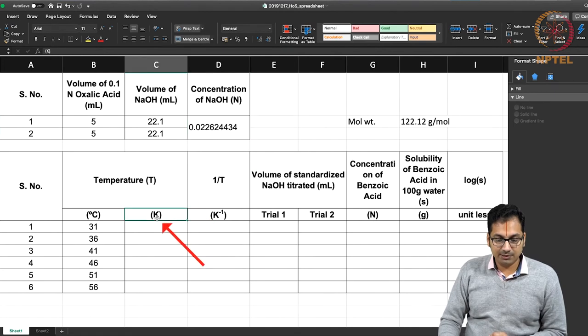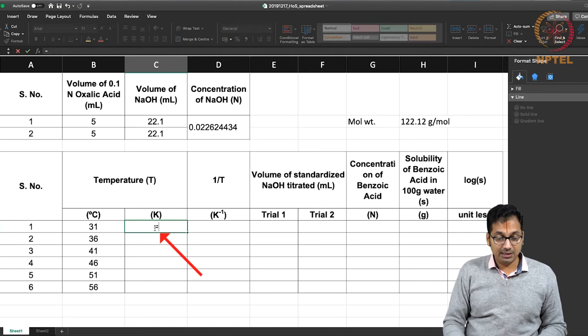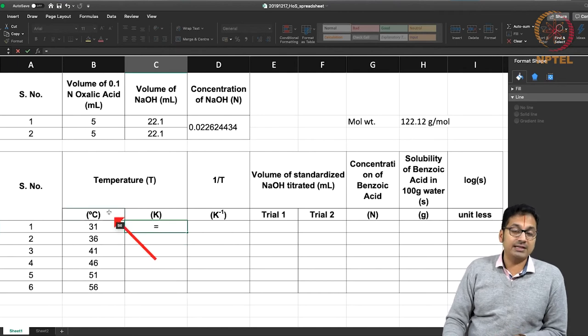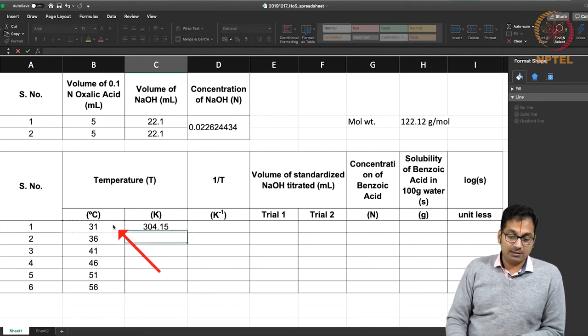So once that comes up, the next part is to do the solubility as a function of temperature, and you are able to realize this student has performed it across 31 degrees to 56 degrees, and you have to first convert degree Celsius to degree Kelvin. Since you are having these numbers, it's quite easy to do this, where you add 273.15 to this given value.